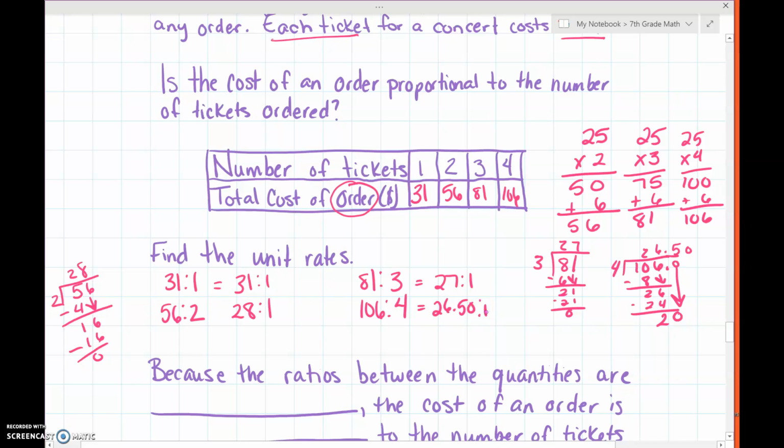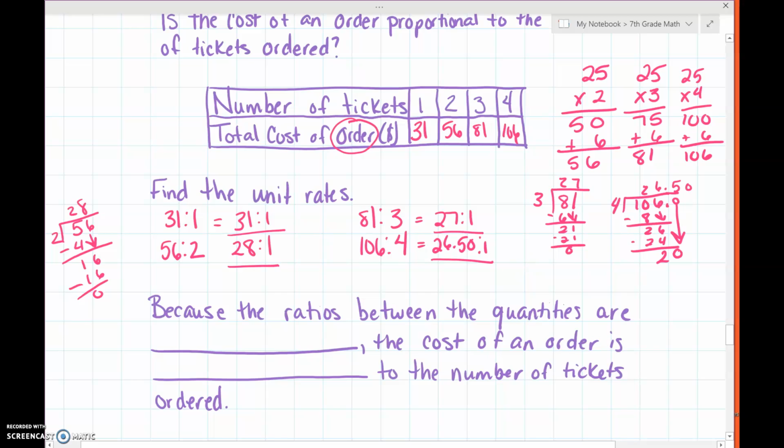Are those unit rates proportional? Are they the same? 31 to 1, 28 to 1, 27 to 1, and 26.50 to 1. Is this proportional? No. So because the ratios between the quantities are not the same, the cost of an order is non-proportional to a number of tickets.